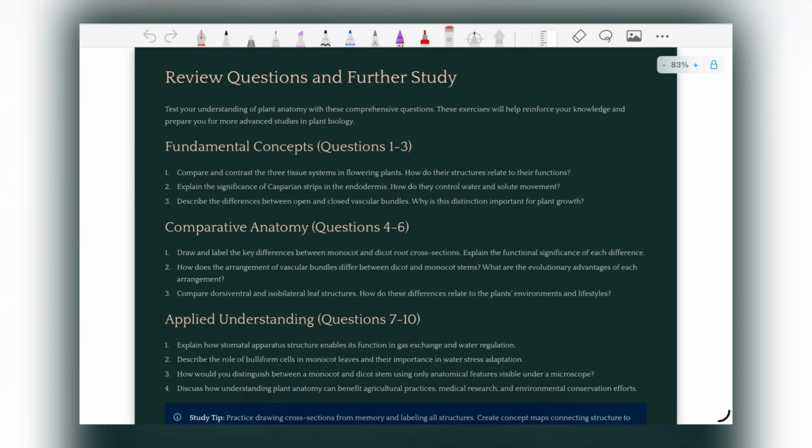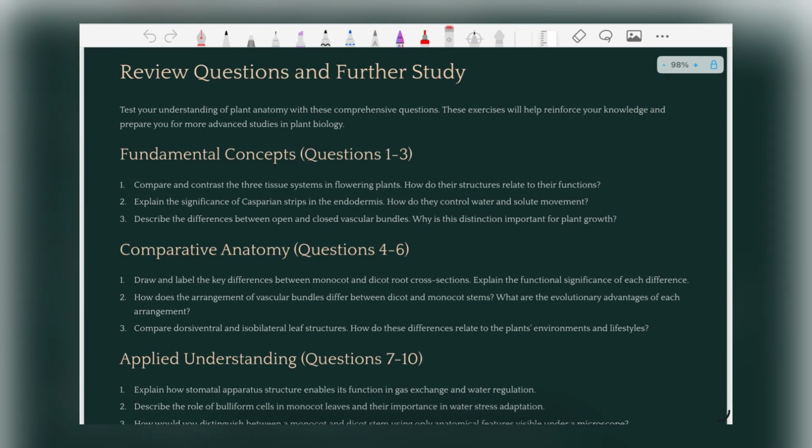So, now here are some questions. Review questions and further study. Test your understanding of plant anatomy with these comprehensive questions. These exercises will help reinforce your knowledge and prepare you for more advanced studies in plant biology.